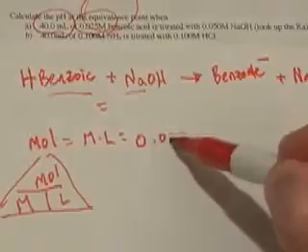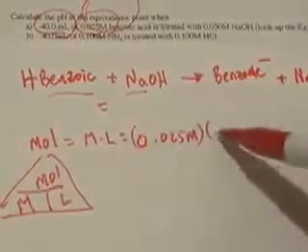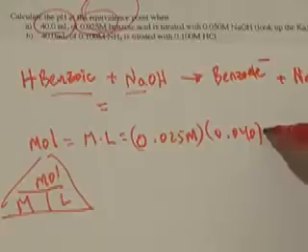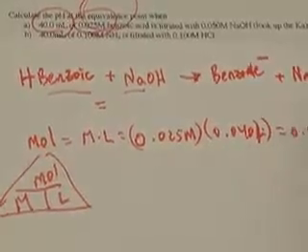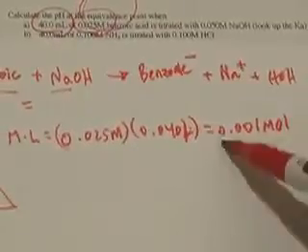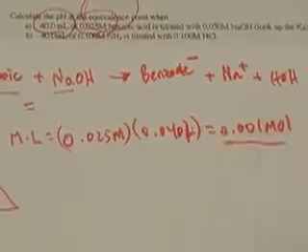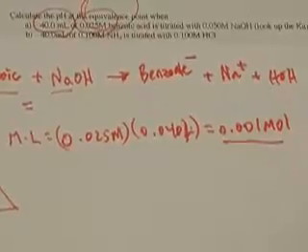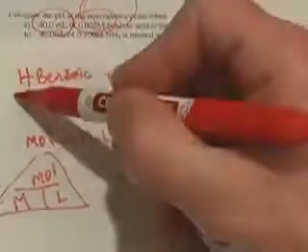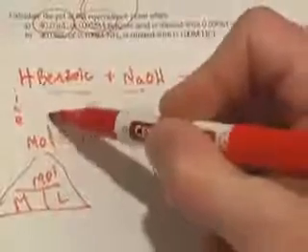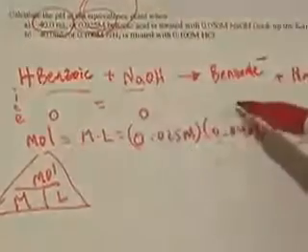The molarity is 0.025 molar. The liters are 0.04 liters, and this is going to equal 0.001 moles. That's how many moles of acid and base there are at the equivalence point. Both are equal to each other. So at the equivalence point, I could write an ice table for this, but I know at the end I'm going to end up with 0 of this and 0 of this, and all of it's going to be converted to these products over here.